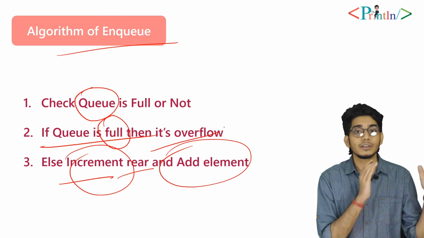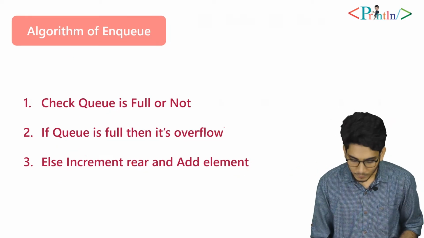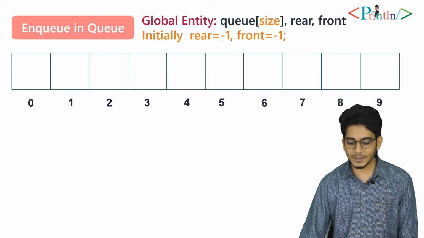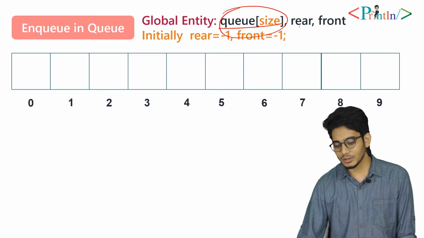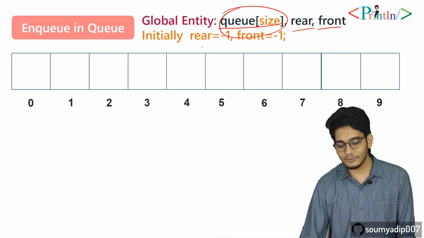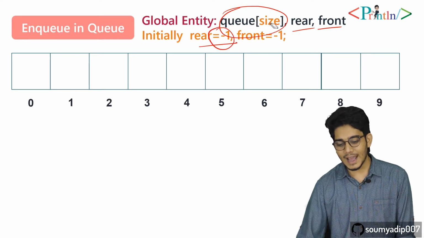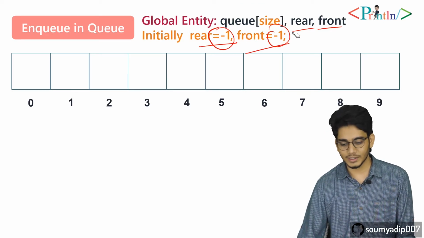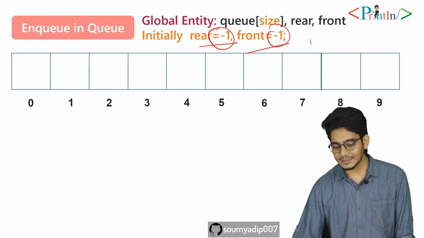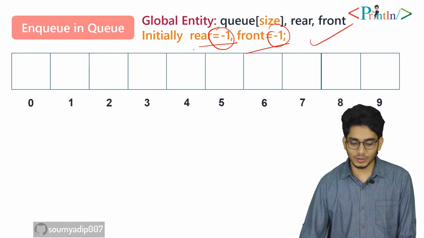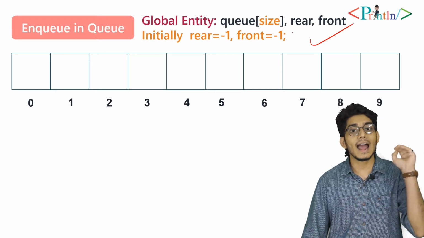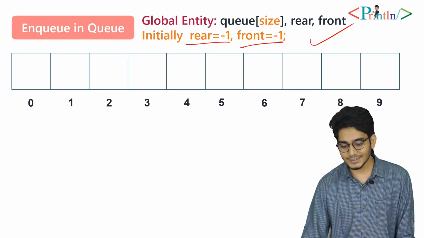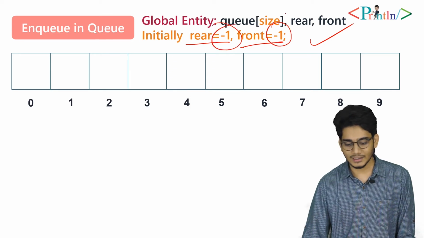Now we'll talk about what the rear counter is and what the front counter is. As you can see on my screen, we have declared a global entity, the queue. We have taken two pointers, one is rear and the other is front. Initially the value of rear is -1 and the value of front is -1. So this queue is empty. In a stack, initially the top is -1; in a queue, initially rear and front are -1.